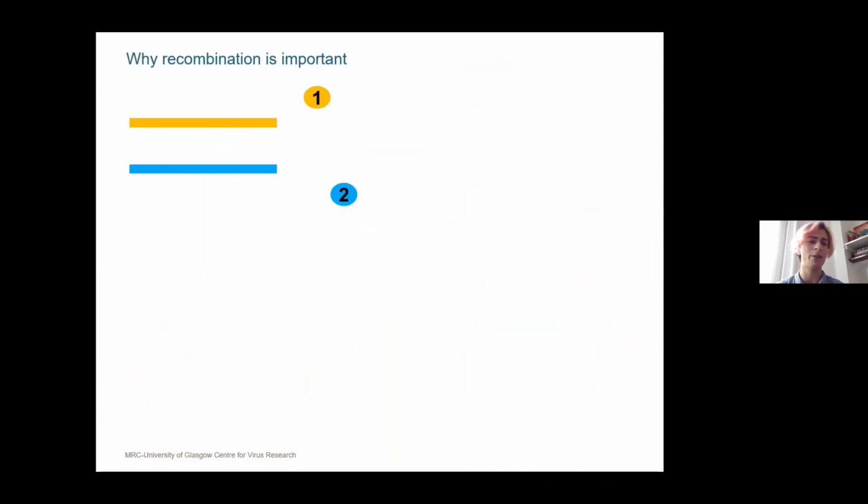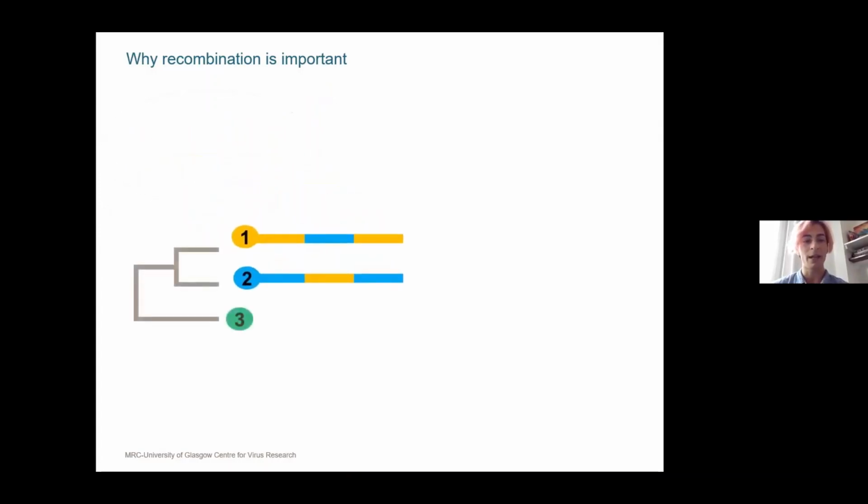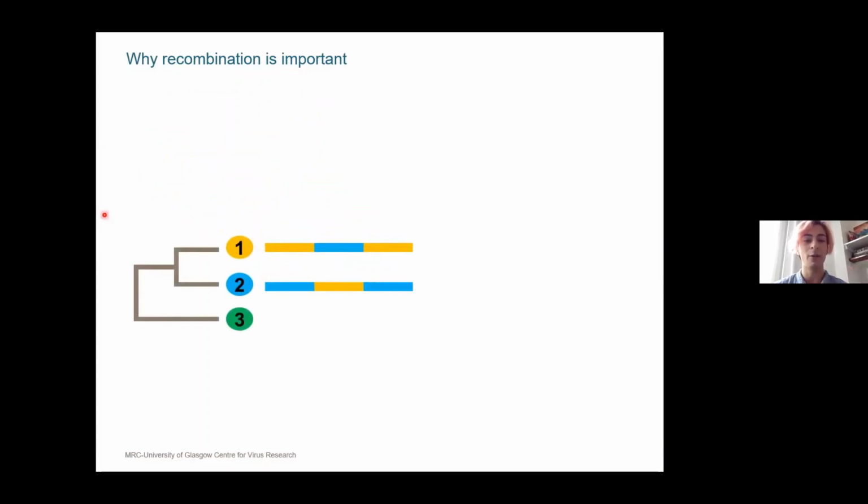So why is recombination important? Imagine two ancestral viruses, 1 and 2, they find themselves in the same cell in a mixed infection, and they recombine. Now, if you take the progeny of these viruses and take the whole genome of these recombinant viruses, align it and make a phylogeny, the phylogeny you'll get out of it will actually not reflect the true evolutionary history of these viruses.